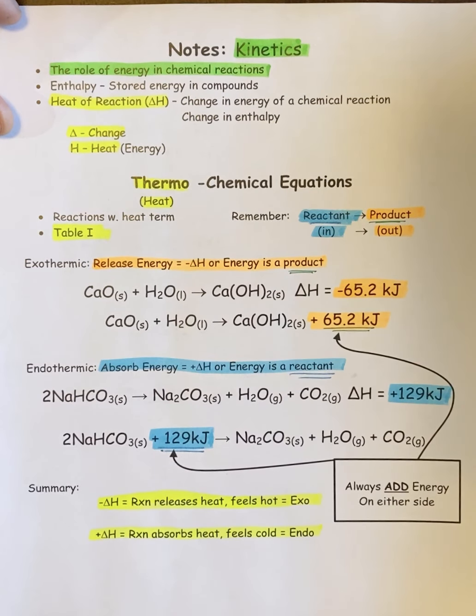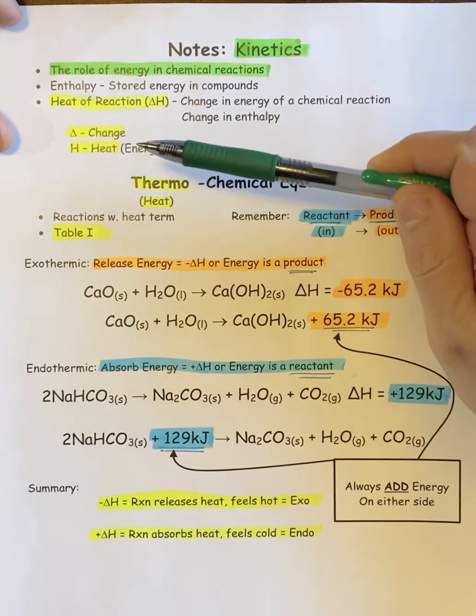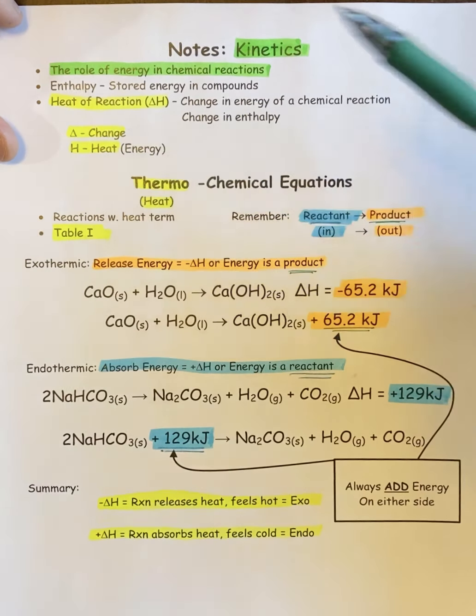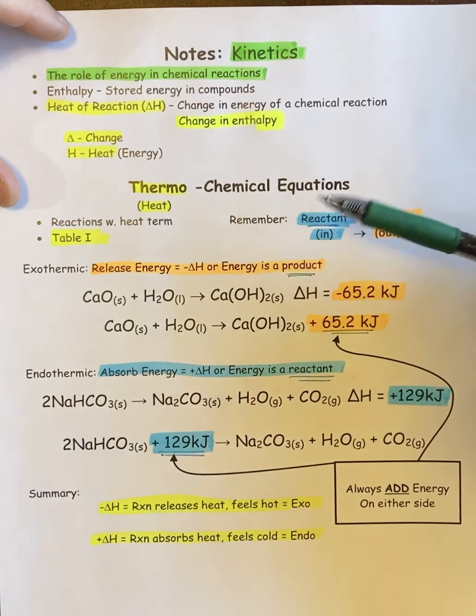Enthalpy is the stored energy in compounds. Just when you think of that, think of, for example, the stored energy in a battery. That's pretty much what enthalpy is. And what we're mainly going to be looking at today is the heat of reaction, otherwise known as delta H. The delta means change and the H refers to heat. So it is the change in energy of a chemical reaction, which is also called the change in enthalpy.